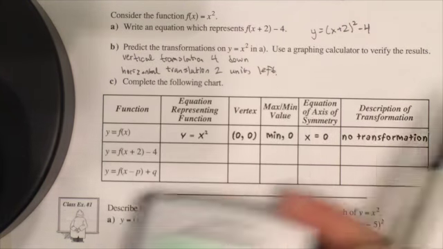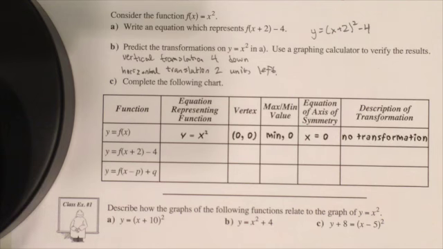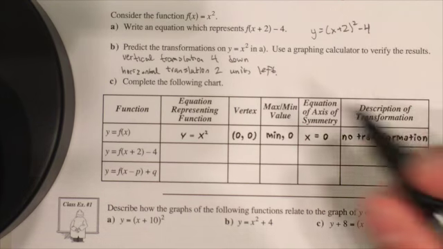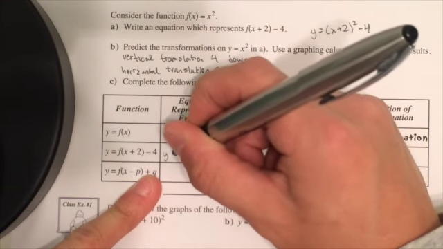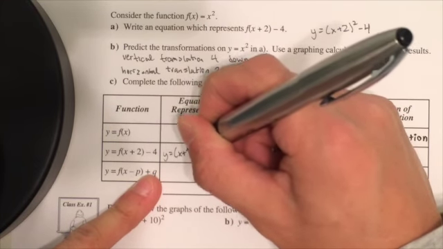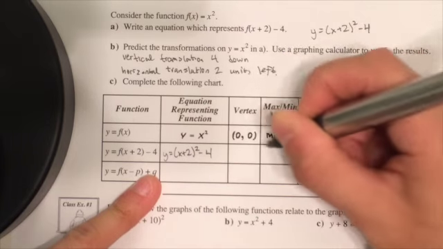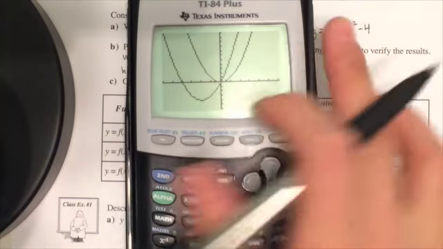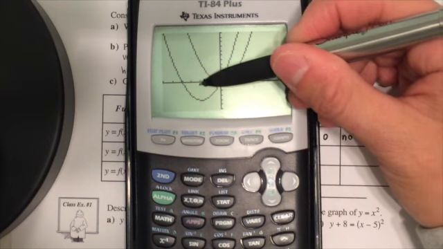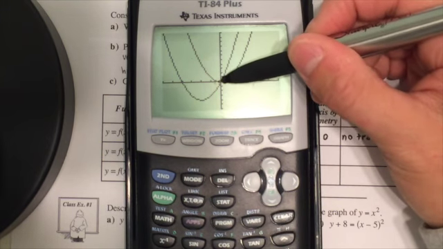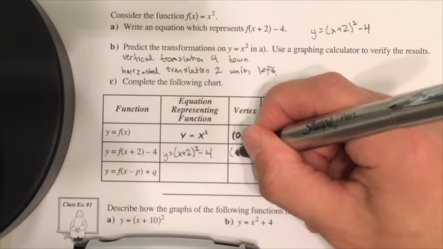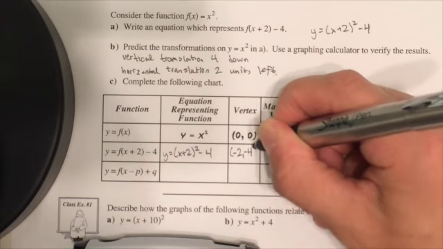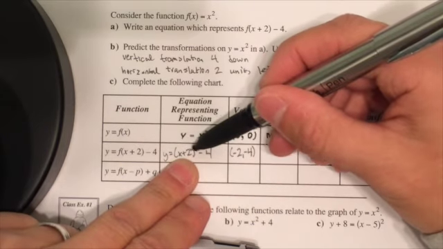So our prediction was correct, which is great. So now let's fill in the information that we have. Y is equal to x plus 2 squared minus 4. Our vertex, remember where we want to find that lowest point? Our vertex is going to be at -2 and -4. -2 and -4.